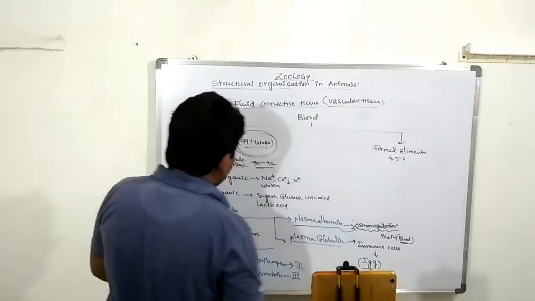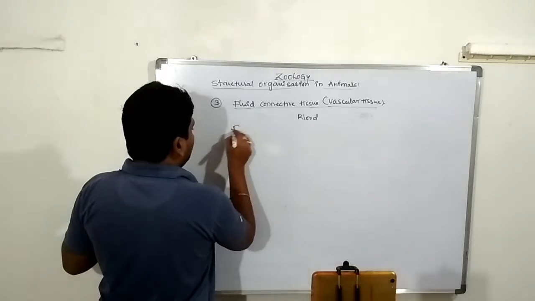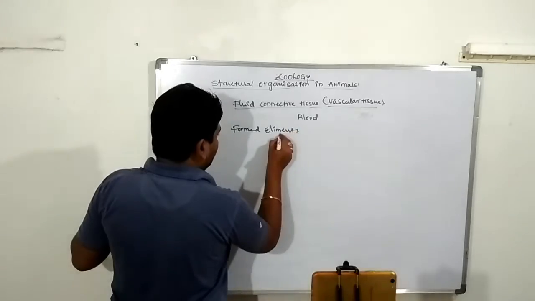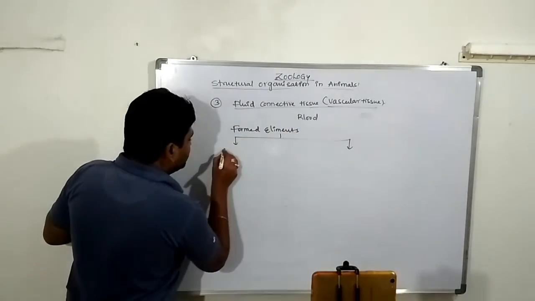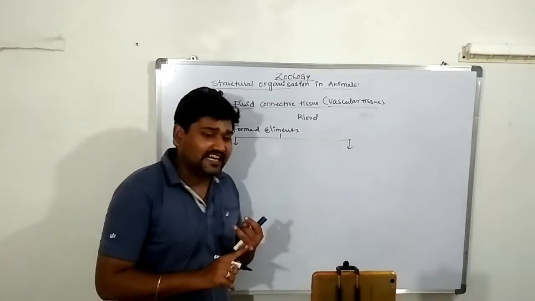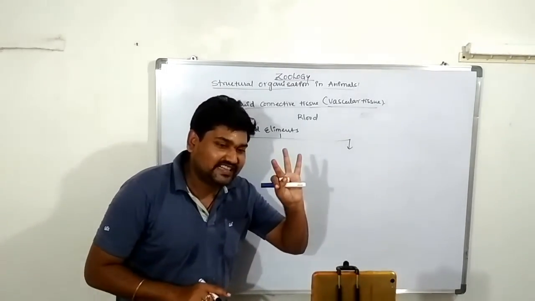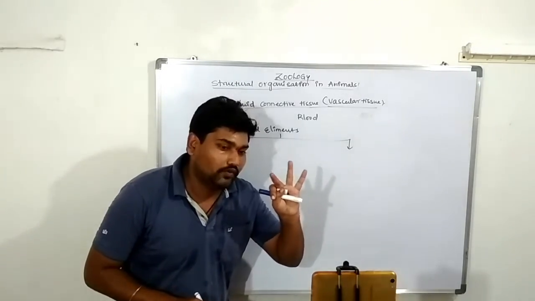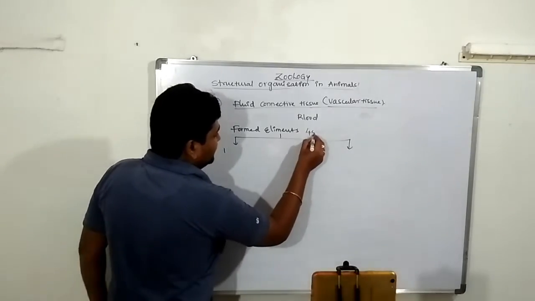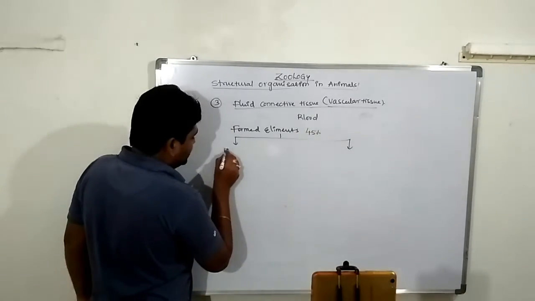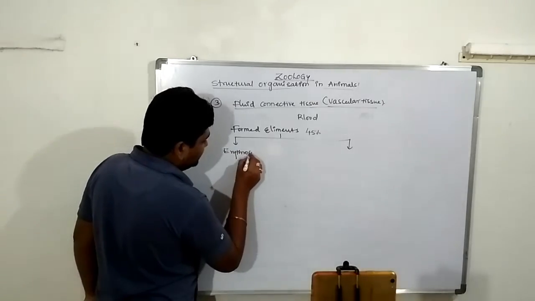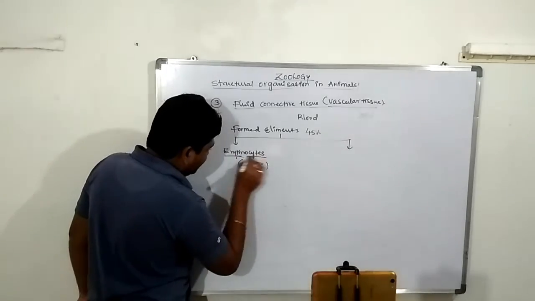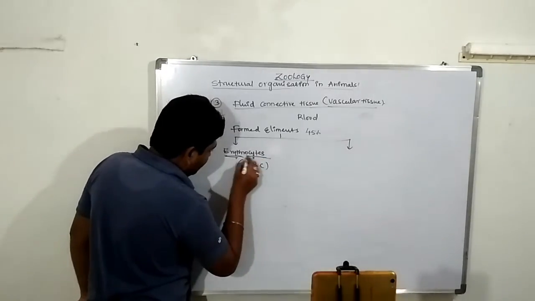Are you clear? The formed elements are erythrocytes, leukocytes and platelets. How many? There are three types of formed elements. These make up approximately 45% of the whole volume of the blood. The first are erythrocytes. Don't get confused, erythrocytes are nothing but RBC. Erythro means red, cyte means cells. Red blood cells.